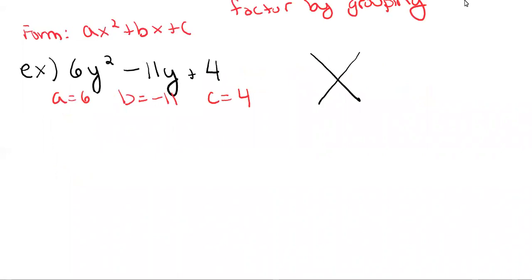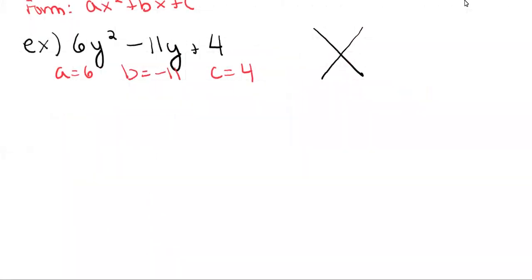So at the top of the X, I'm always going to write a times c. And at the bottom of the X, I'm going to write the b term all by itself. So in this problem, a times c is 6 times 4, which is 24. And the b term is negative 11. So I want two numbers that multiply to be 24, but add to be negative 11. Well, that's going to be 3 and 8. And they're both going to need to be negative because they're going to multiply to positive 24, but add to negative 11.